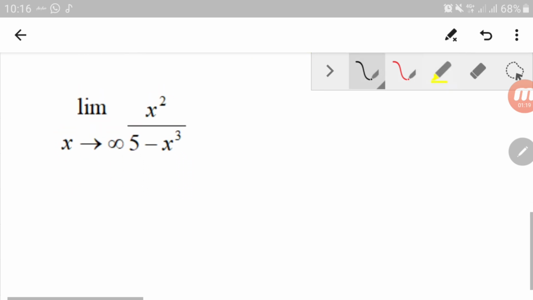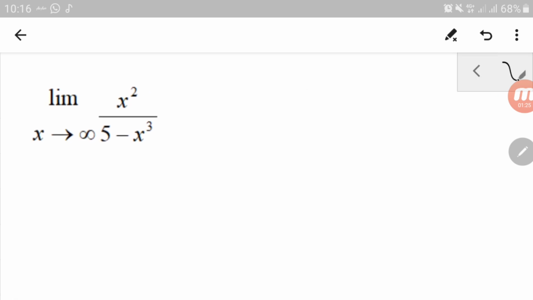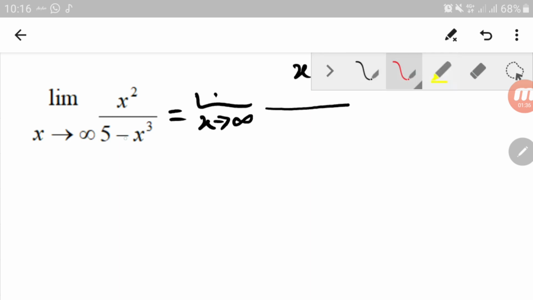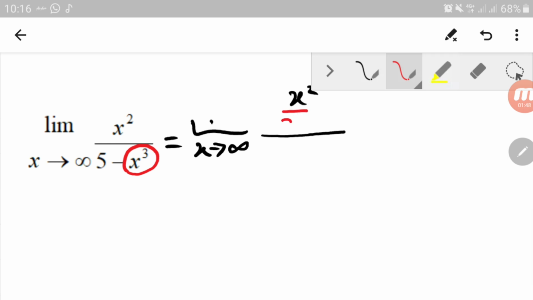So what we have here is the limit of x squared over 5 minus x cubed as x approaches infinity. Why do I put the gap over there? Because we want to divide by something. What is the something? The highest power of the denominator. So the highest power is x cubed, so we divide everything by x cubed. So 5 divided by x cubed minus x cubed divided by x cubed.